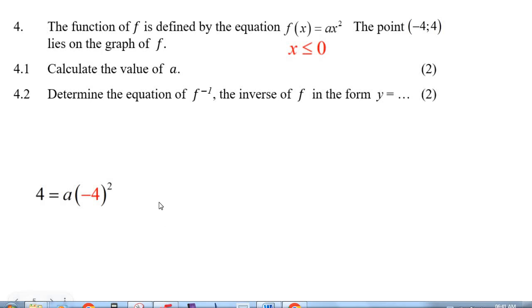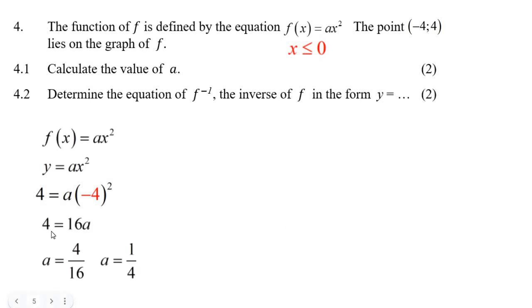Okay, let's look at this question here. We've got the function f defined by the equation f of x equals ax squared. That's y equals ax squared. Well, you know that's a parabola. The point minus 4 and 4 lies on the graph, and there's a restriction, x is less than or equal to 0. Calculate the value of a.